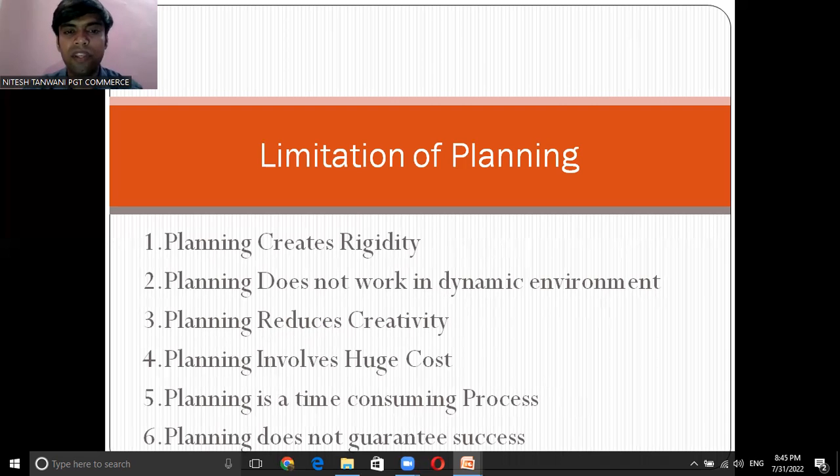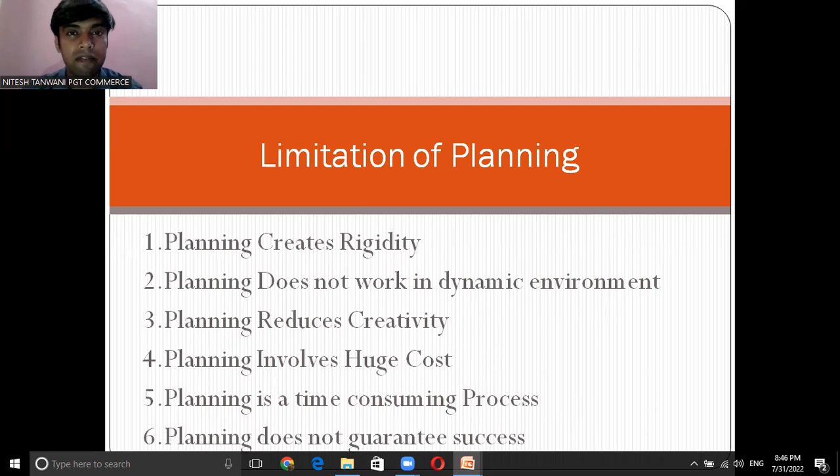Second, planning does not work in a dynamic environment. Because plans are rigid, and as we know they are made beforehand. A dynamic environment means a changing environment, political, legal, or economic. If some changes are there, then it is very difficult for planning to cope. So it does not work in a dynamic environment.